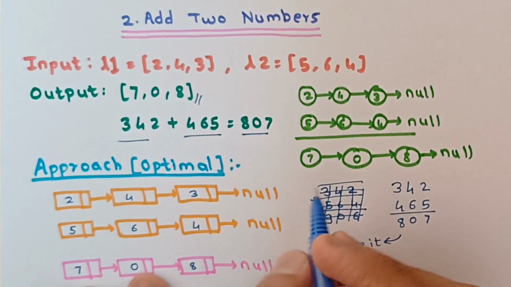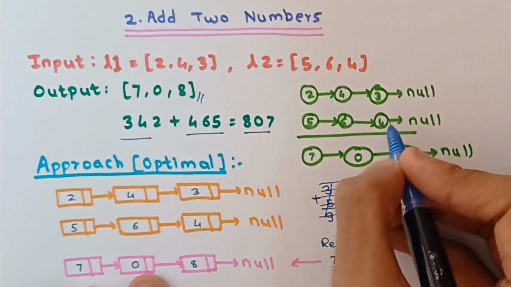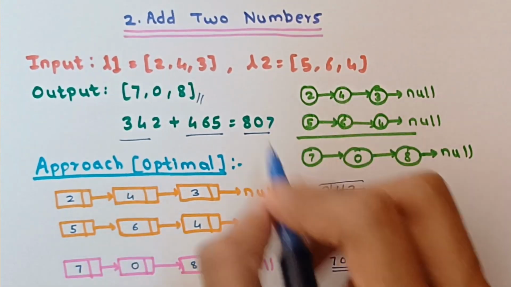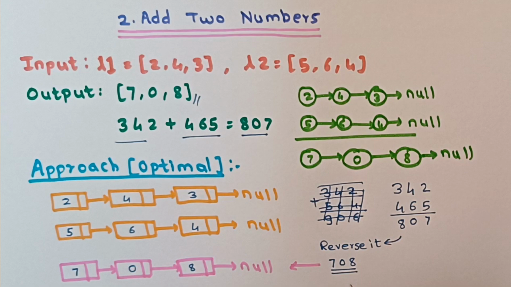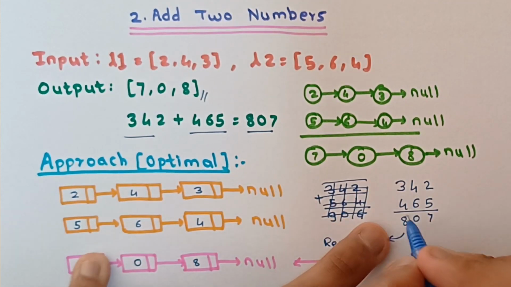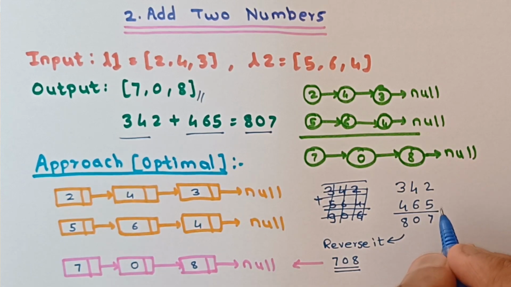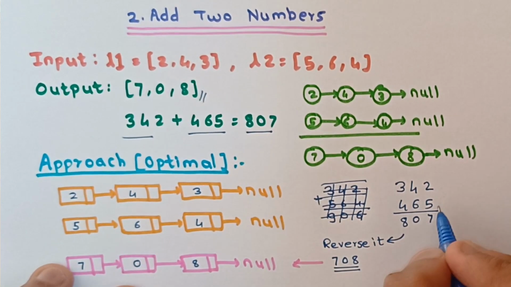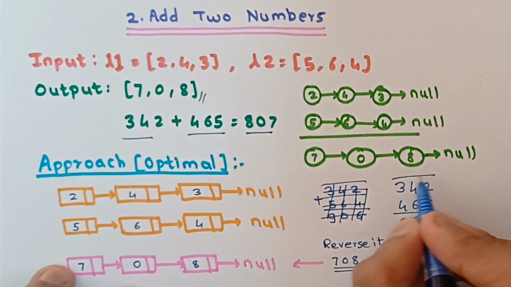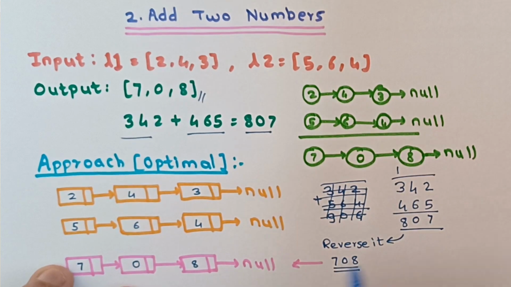Here is the visual representation, 243 and 564. We have to add them in reverse order, so the numbers become 342 and 465. We add the numbers from the right side. So 5 plus 2 is 7, and 6 plus 4 is 10, so 0 here, and 1 is carried. This results in 807, and the output is this.